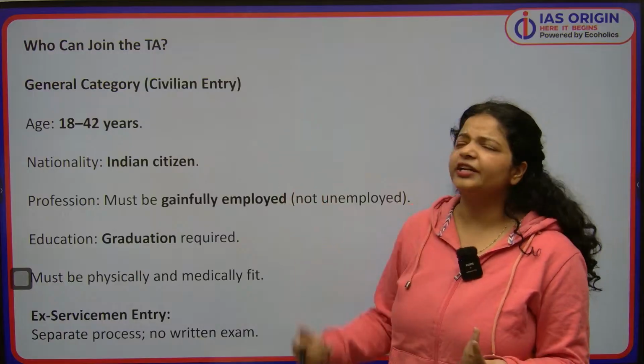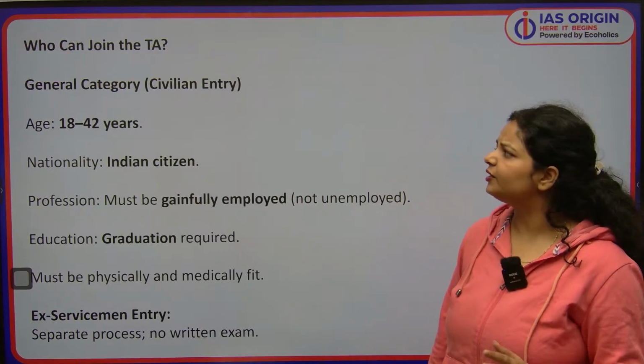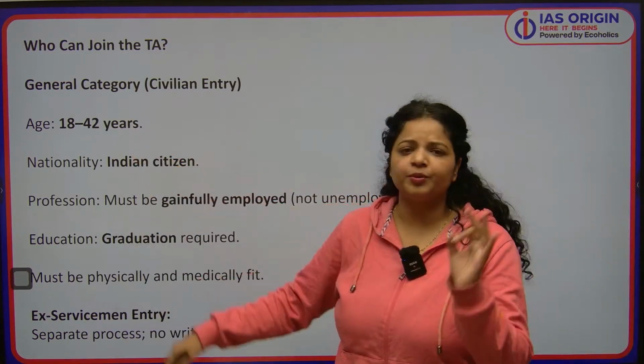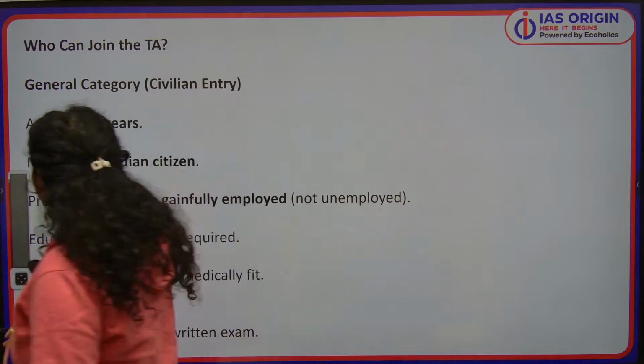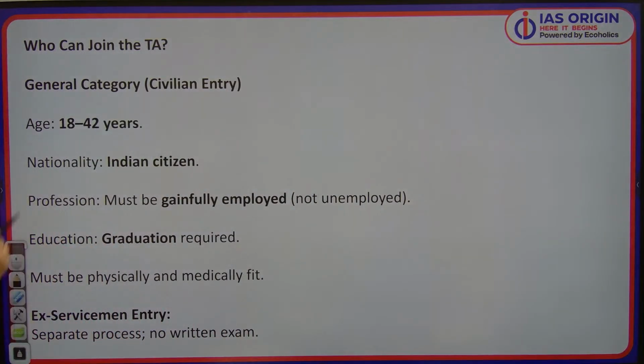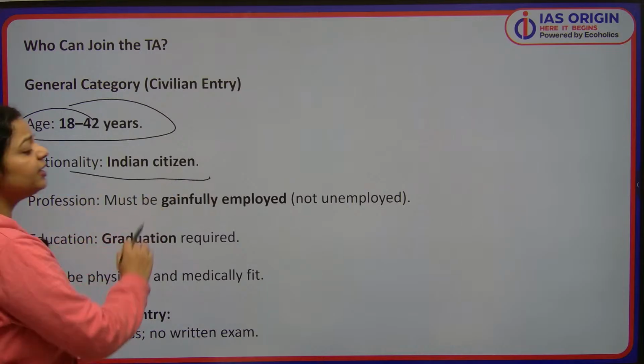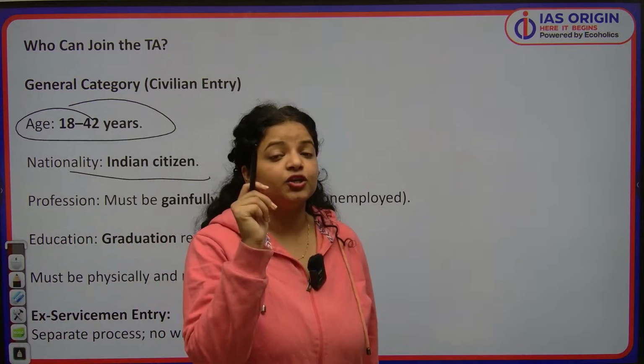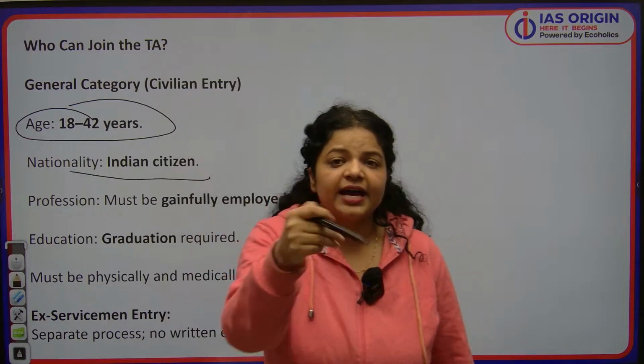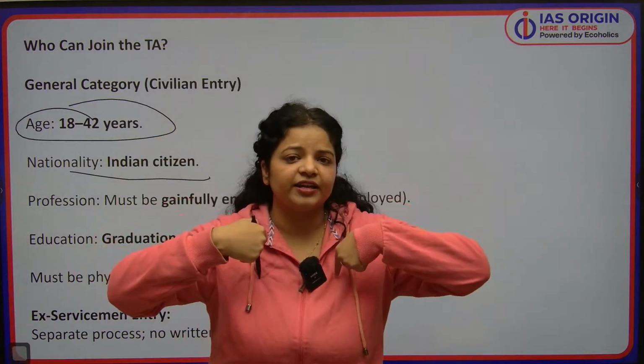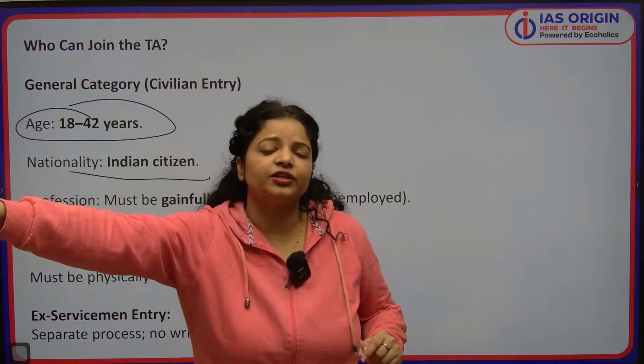Okay. Who can join? General category people, anyone can join, but your age should be 18 to 42 years. If you want to become a part of the Territorial Army, then age should be 18 to 42 years, nationality obviously Indian, but one more criterion: you should be employed. That means when I am a teacher at IAS Origin, only then can I apply for the Territorial Army.